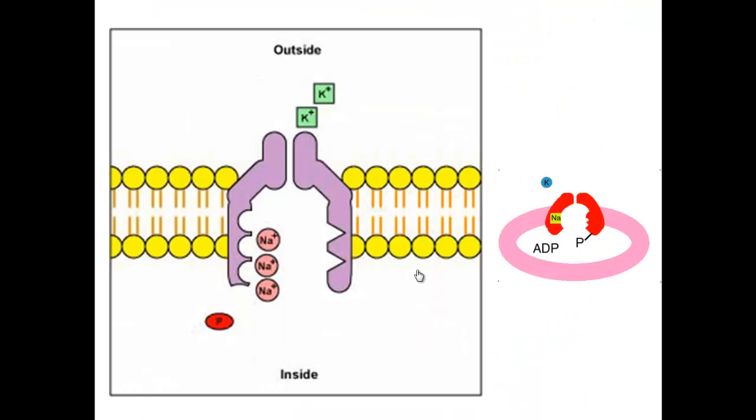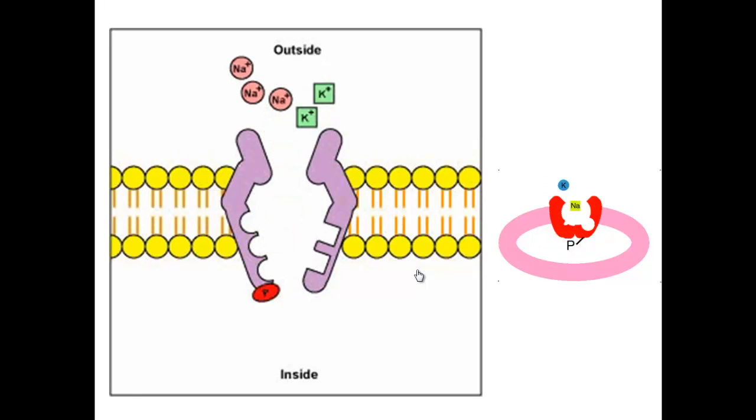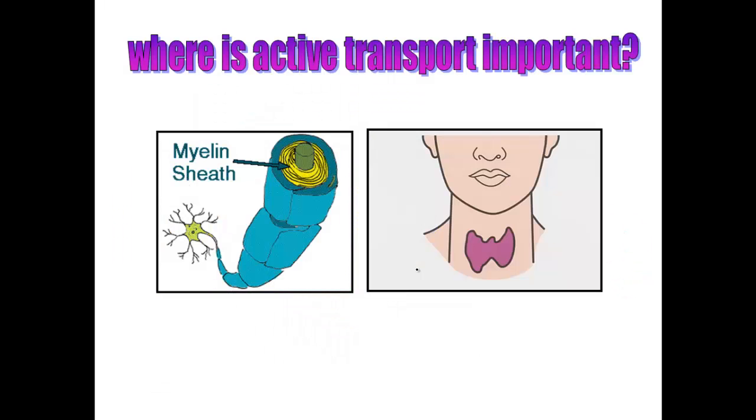Here's a clear picture of the sodium-potassium pump. This protein carrier is actually forcing the sodium to go outside, then the potassium uses the same carrier to be brought inside, and both of those are being moved against the concentration gradient. This happens in the nervous system, and we'll talk more about that when we get to the nervous system.